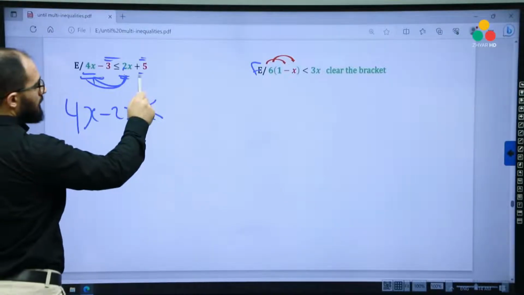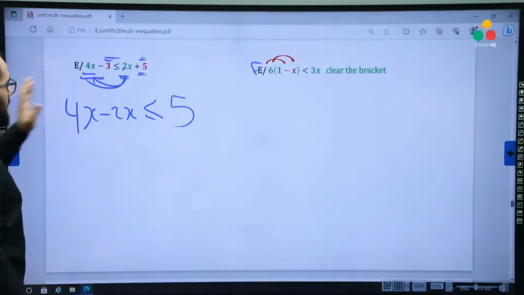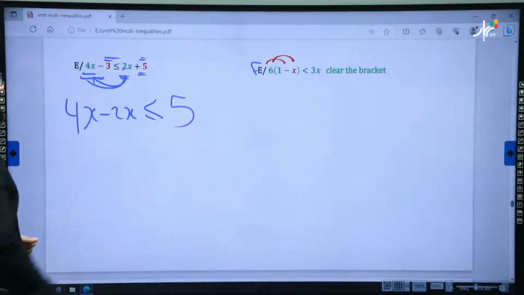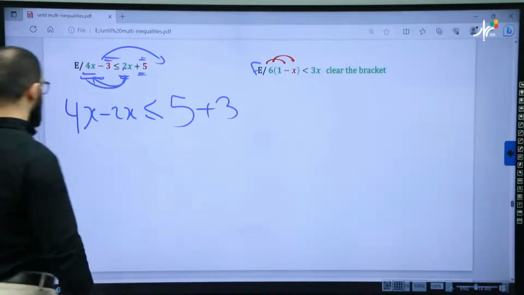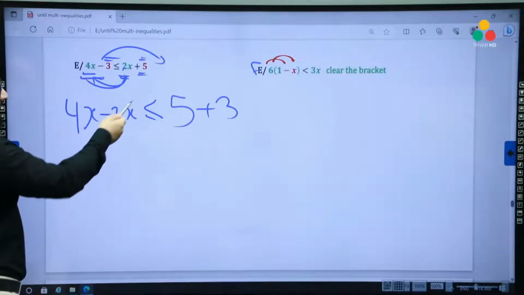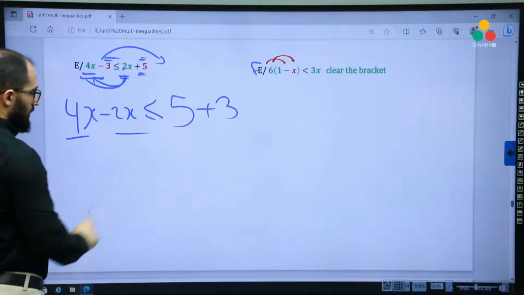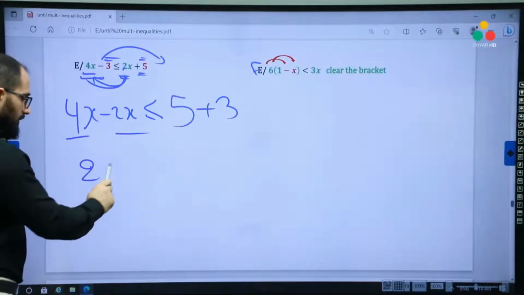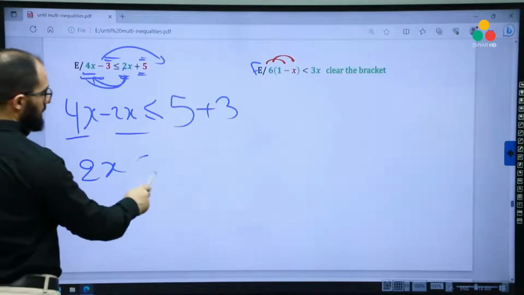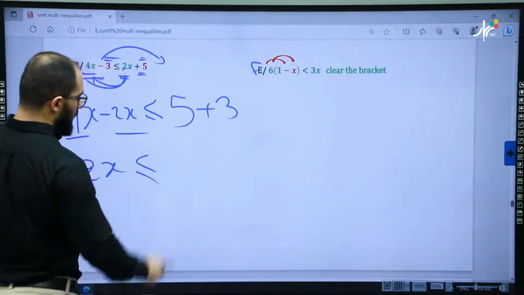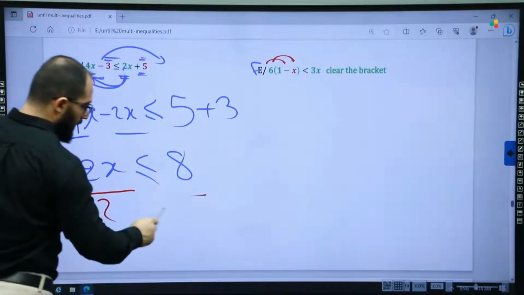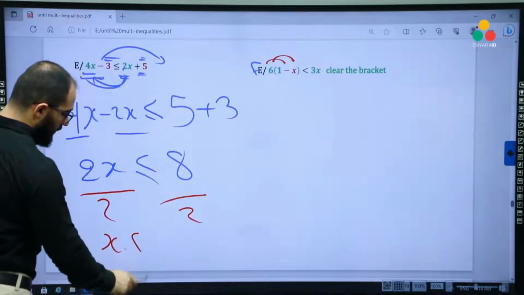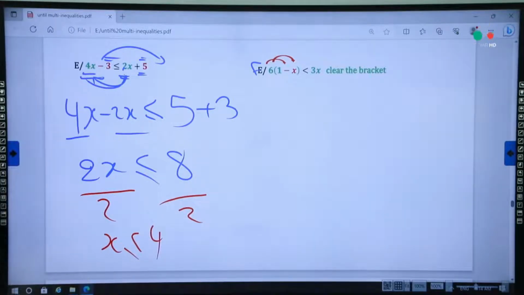Okay, here we have 5. In the left side you have negative 3. Move it to the other side, it's going to be positive 3. So right now we have 4x minus 2x less than or equal to 5 plus 3. Because they are like terms, 4x minus 2x is 2x, less than or equal to 5 plus 3, which is 8. So we have a single step inequality: divided by 2, divided by 2, so x is less than or equal to 4.